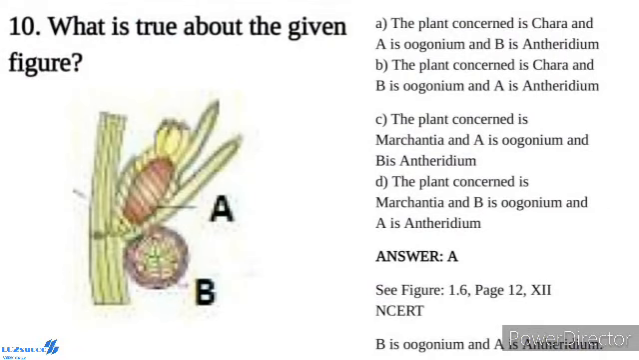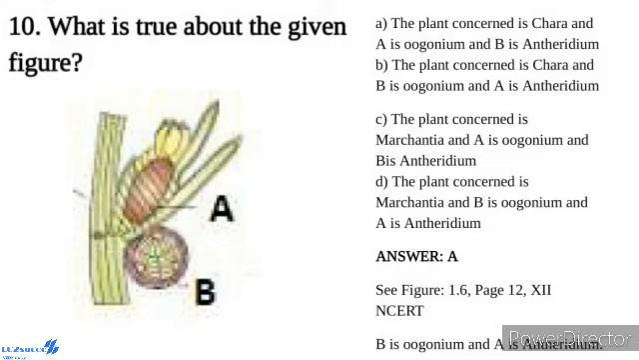Question number 10. What is true about the given figure? Shown in the diagram is the monoecious plant Chara. A is the oogonium, the female sex organ. B is the antheridium, the male sex organ.